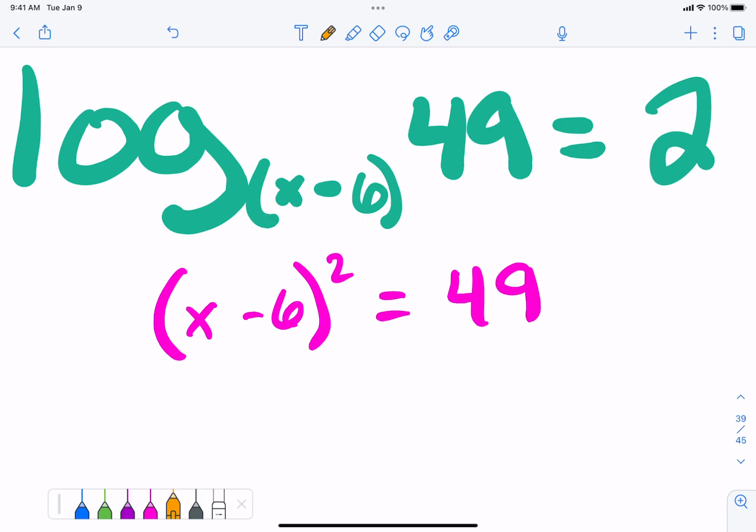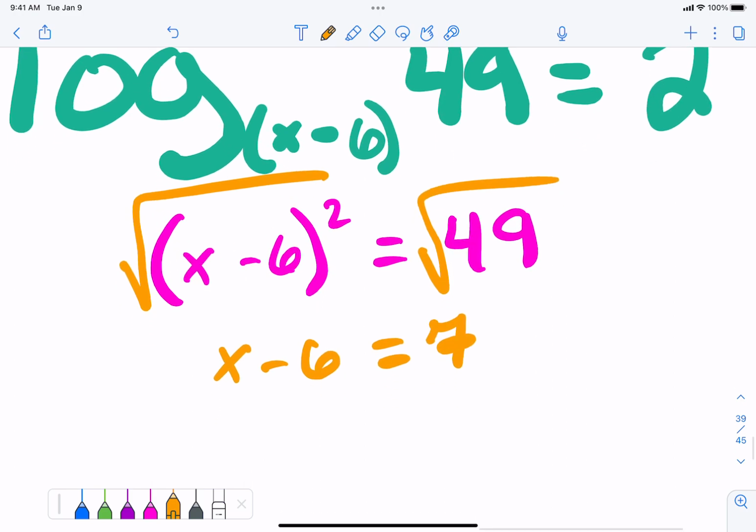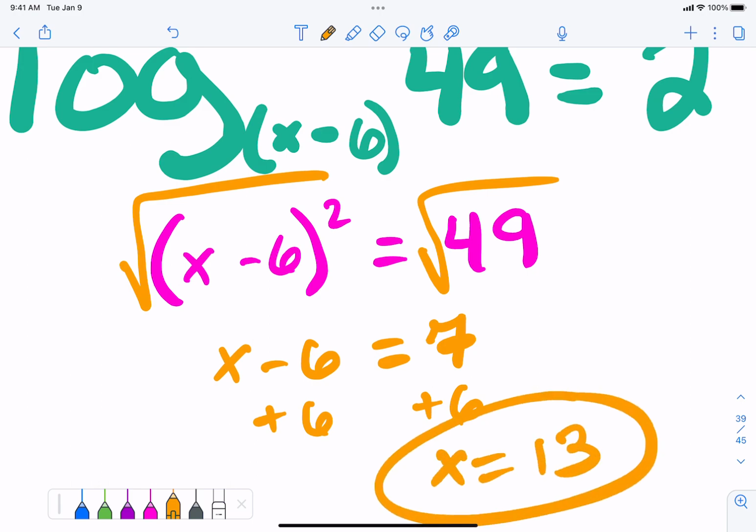How do you get rid of a square? The square root, right? What's the square root of 49? It's 7. See, look how easy that is. Then add the 6. X equals 13. It's like what we did last chapter. You get rid of a square by doing a square root, right? Got it?